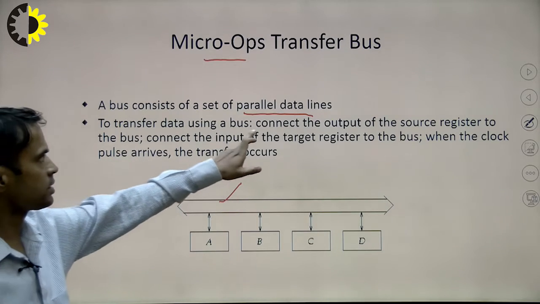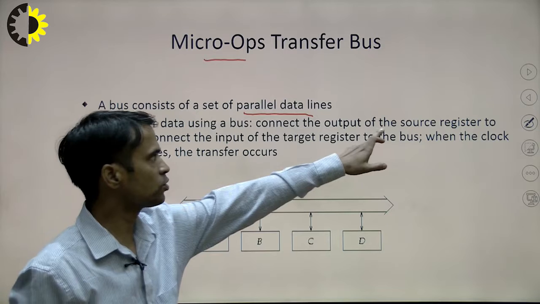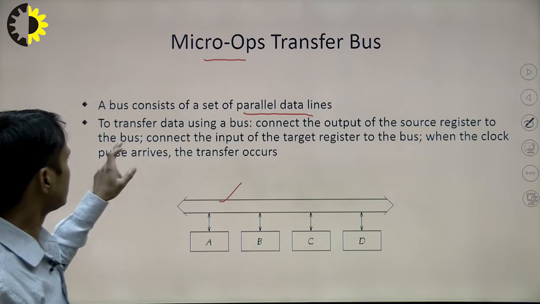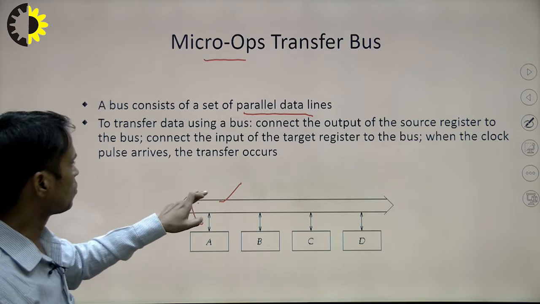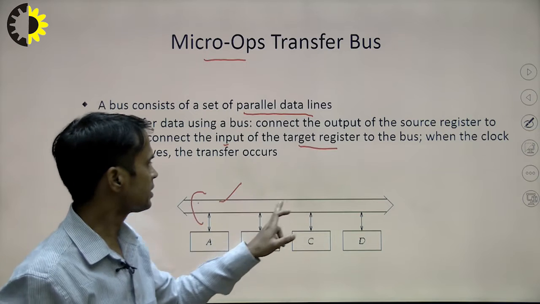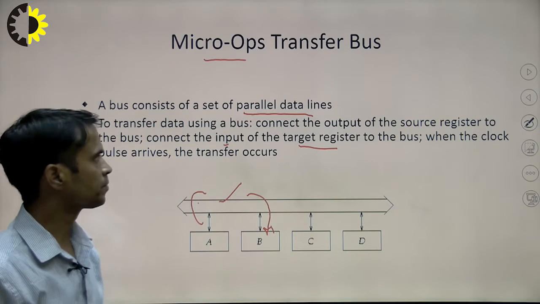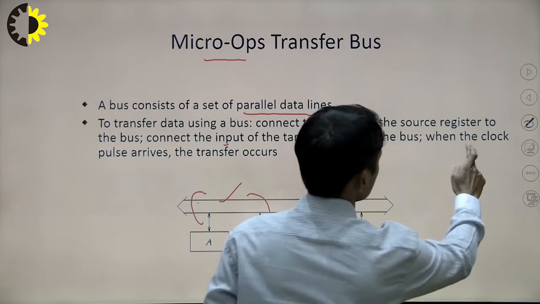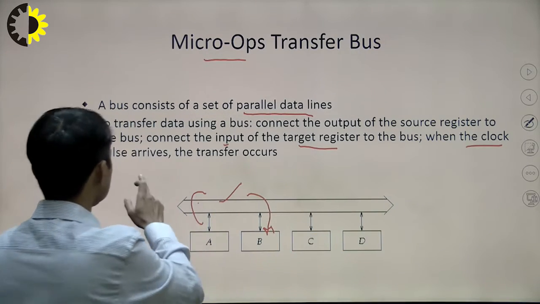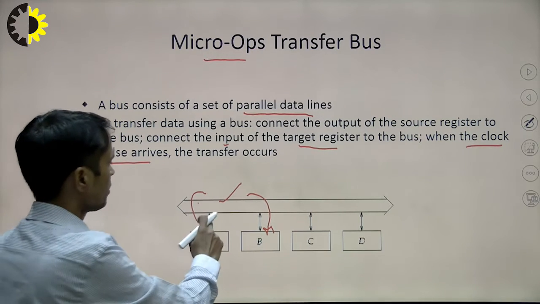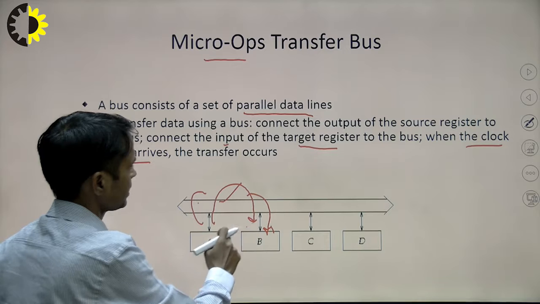This connects the output of the source register, let us say A is the source register, then data will go to this bus and then to the input of the target register. This happens only when there is a clock signal available or a pulse arrives, then the transfer will happen. So, the movement of data will be like this.